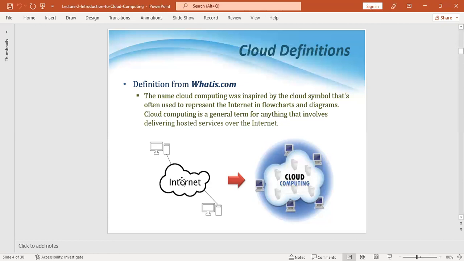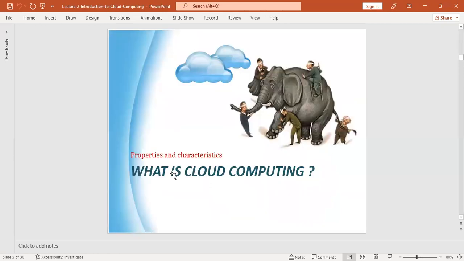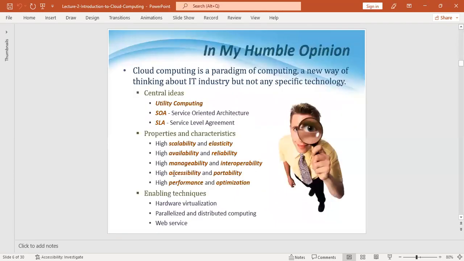But what does it actually do? It's simply the services that are being delivered to people over the internet. And what are those services? Well, let's see. It's kind of a new way that has revolutionized the IT industry, but it's not limited to any specific technologies, covering huge central ideas. So what are those central ideas which are being covered in cloud computing?